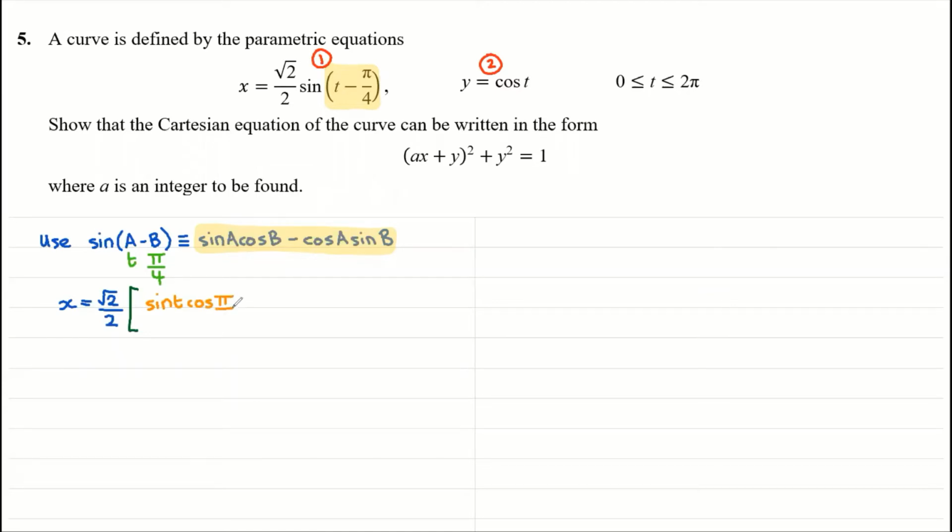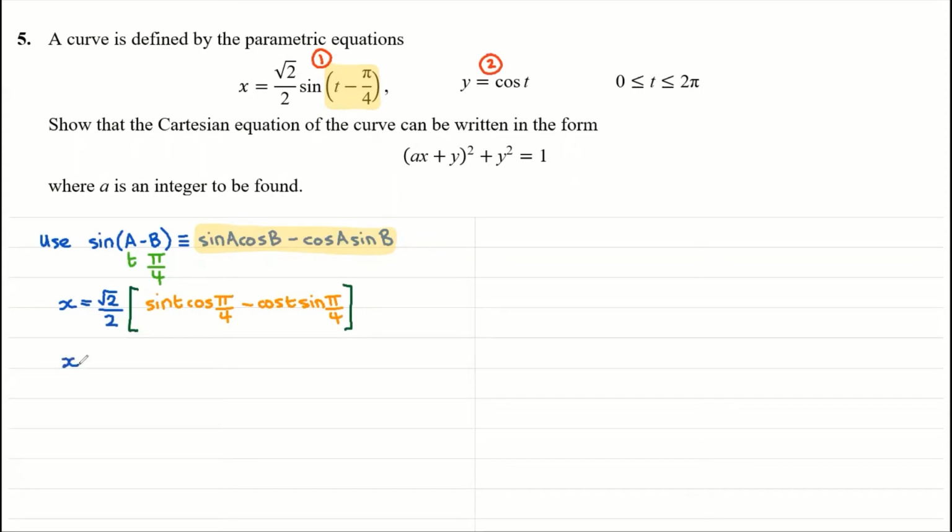And we'll evaluate these in a moment. Subtract cos t sine pi over 4, like that. And I'll just put a green bracket just to be consistent. Okay, so I'll put that in big square brackets because in this instance, we're multiplying the whole thing by root 2 over 2. Let's find out what those constants are. Again, we did those earlier.